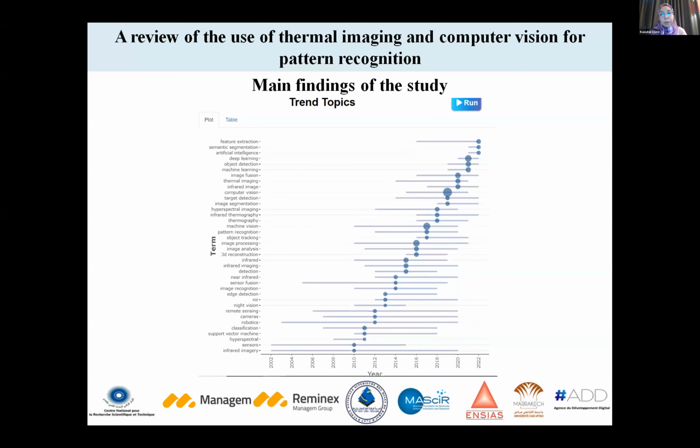So here, for example, we have the trend topics since 2010 till 2022. And we have different topics such as, for example, infrared imagery, sensors, hyperspectral imaging, till feature extraction, semantic segmentation, and artificial intelligence in the last years.